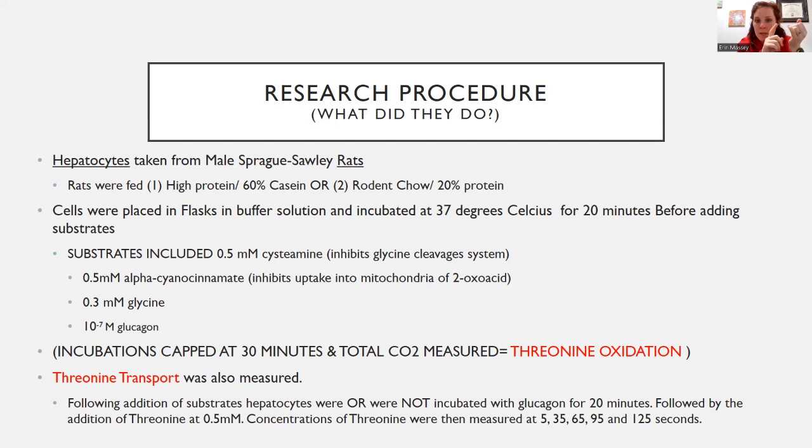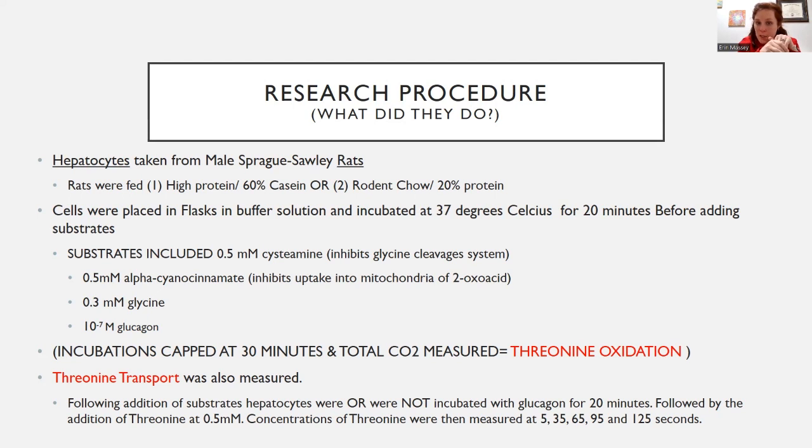So the substrates included cysteamine, which would inhibit the glycine cleavage system, which inhibits the glycine; alpha-cyanocinnamate, which inhibits the uptake into the mitochondria; glycine; and then glucagon. The incubations of the substrate were capped at 30 minutes, and then the CO2 levels were measured. The threonine oxidation was measured. Threonine transport was also measured.